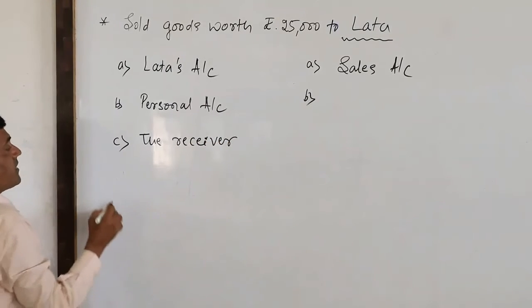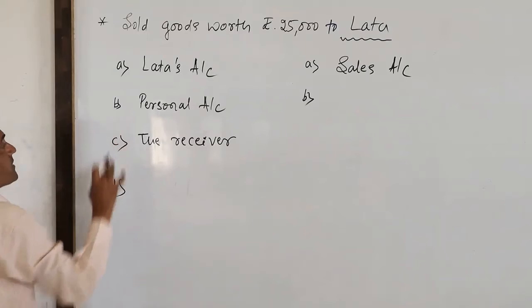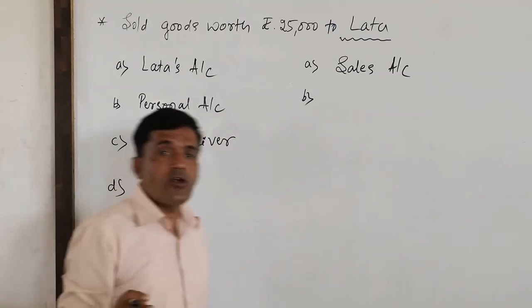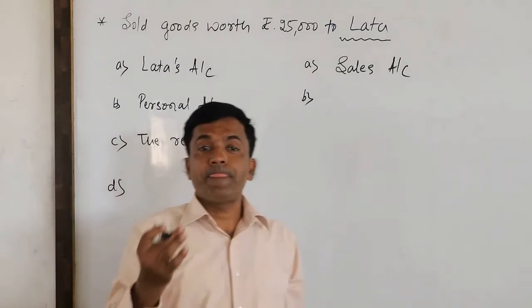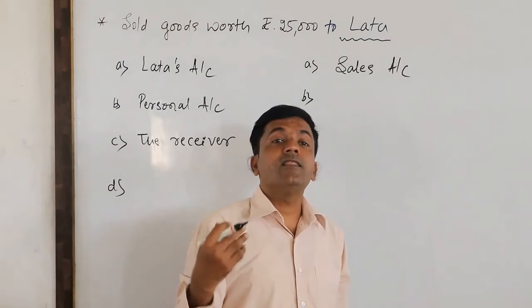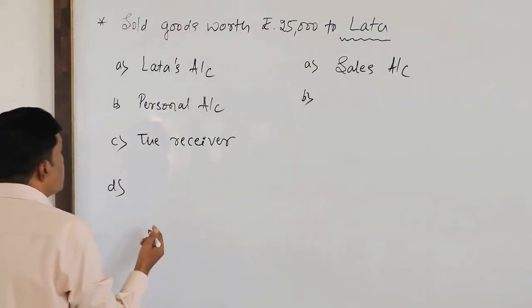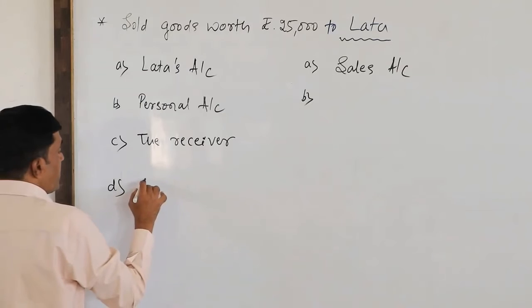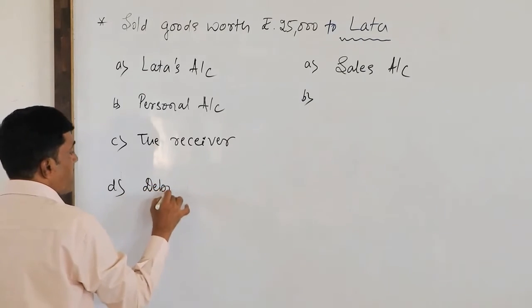Lata is the receiver. As per the personal account, as you all know the rule of personal account, debit the receiver, credit the giver. Here Lata is the receiver, that is the reason debit Lata's account.